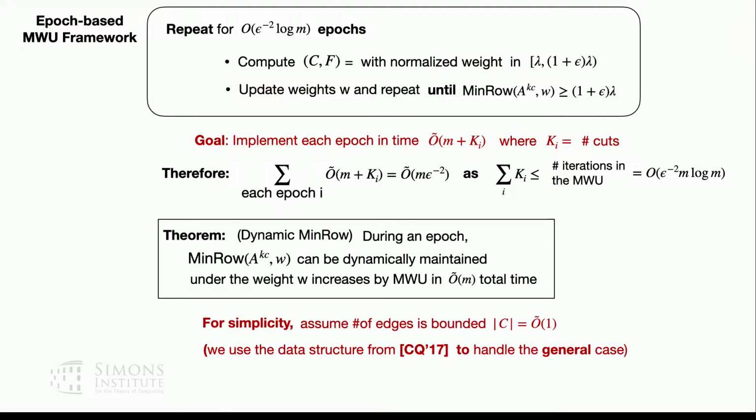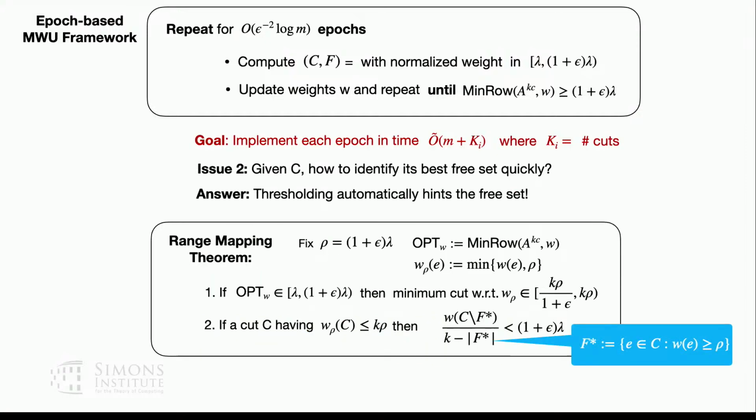Now I think it's clear. So now I'm going to tell you how to do this: a reduction to the dynamic min cut. Basically, for simplicity here, let's not worry about the number of edges. Let's say that the number of edges is always bounded by polylog many edges. And we're going to use a data structure from Chekuri and Conrad to handle the general case. So let's see how we do this.